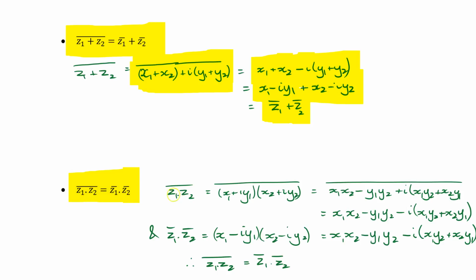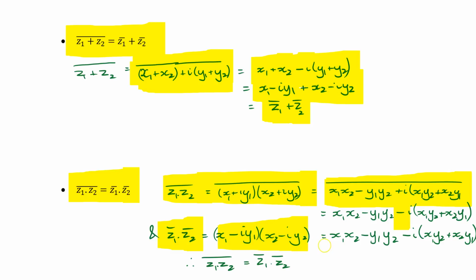This next property, the conjugate of a product is the product of its conjugates, is also not unexpected. The proof: the conjugate of z1 z2 is the conjugate of that. We multiply those brackets out. We haven't yet taken the conjugate, which is why that line's up above. We change the sign here, which is what's giving us the conjugate. And then we go the other way in this proof. We look at what the product of the conjugates is. So we multiply that out and we see that we get the same thing here as we had there. Therefore, that property is proven.